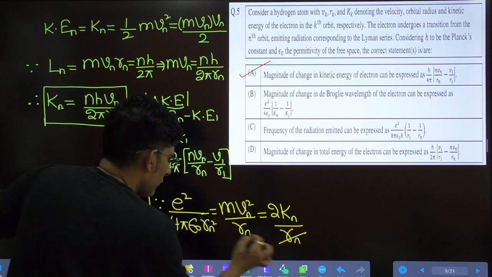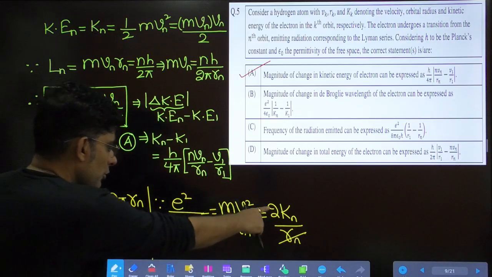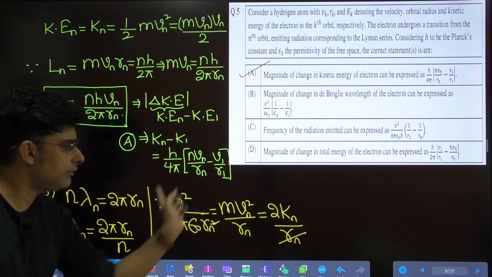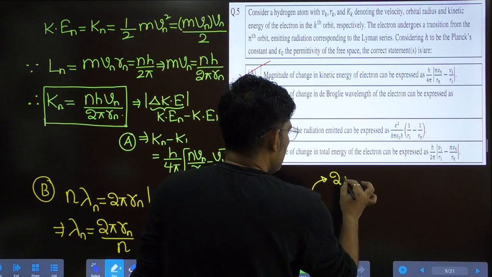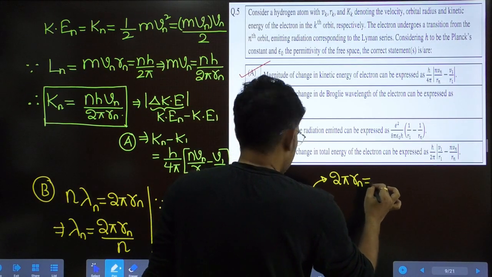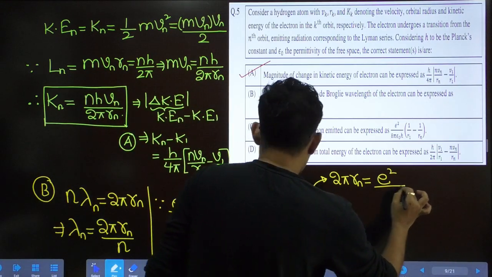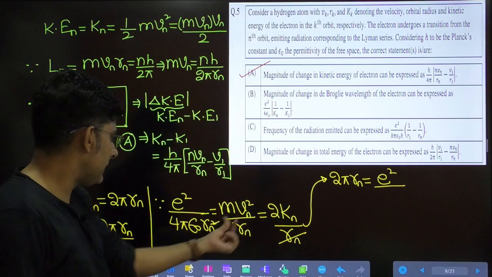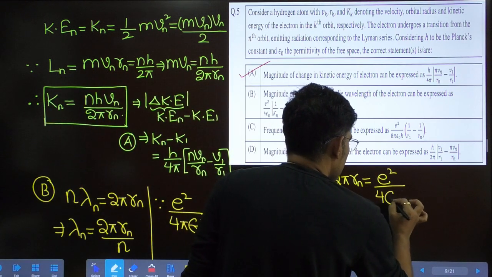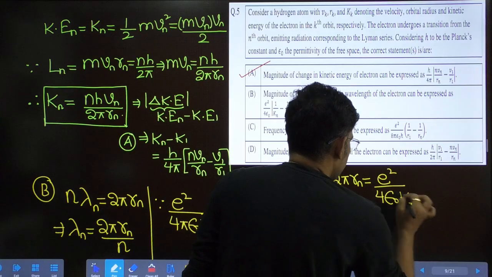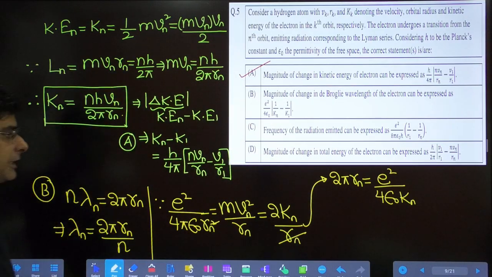So from here one Rn will cancel, and we can take 2 is already here and pi Rn on the other side. So from here we can write 2 pi Rn can be expressed as e square, and 4 is left, kinetic energy will come down, and epsilon naught. 4 epsilon naught kinetic energy. This is the expression. But 2 pi Rn is equal to n lambda n.